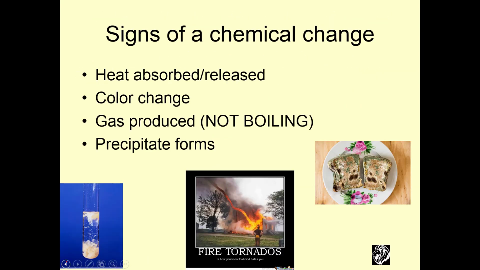All right, so now signs of chemical change. Heat is absorbed or released. Think of fire. If you think of fire, it will release heat. And that's a chemical reaction. That would be heat being released. Absorbed is a lot rarer. We'll do some examples of that in class, but there's not one that pops into my head right away.